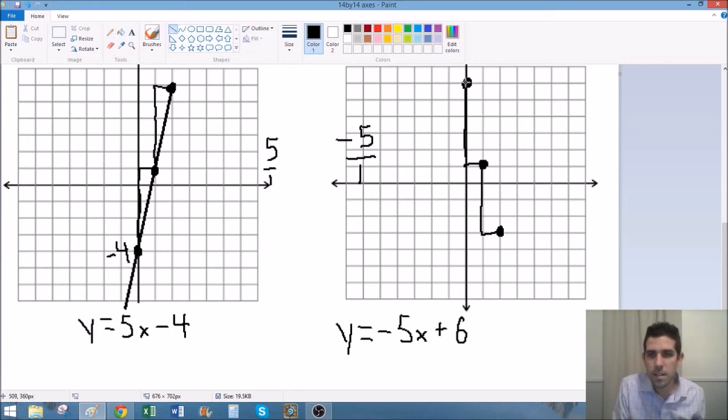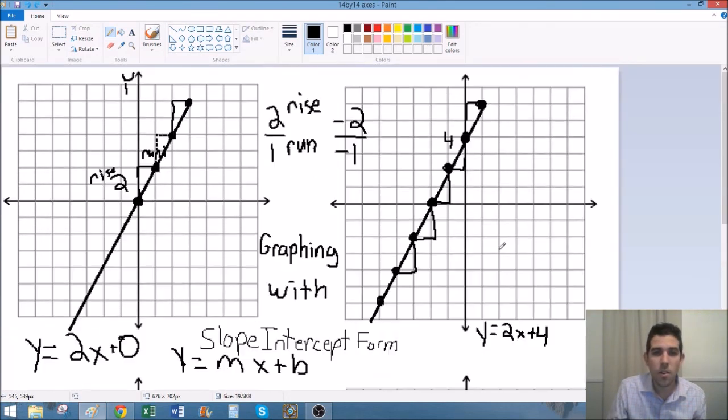Let's go ahead and just connect these. There's my line. And that makes sense because we have a negative slope, so our line should be going down. Graphing with slope-intercept form. Well, that's it, and I'll see you in class.